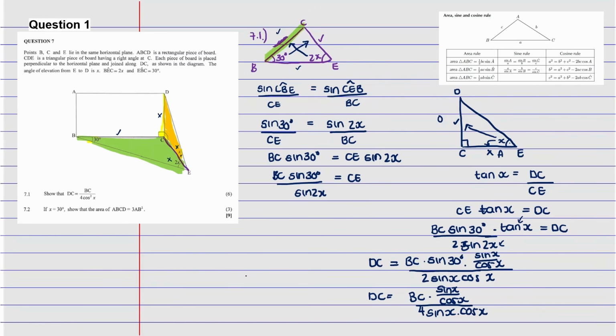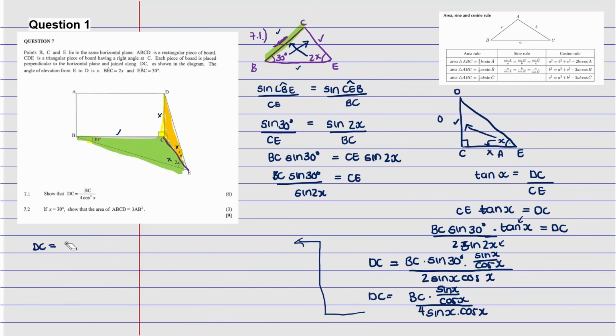So now, I don't have space. Let me just move in this direction. I'm going to start way here, right? With that said, I'm going to take this one and divide it here. So this is the same as saying DC is equal to BC multiplied by sine x divided by cos x.